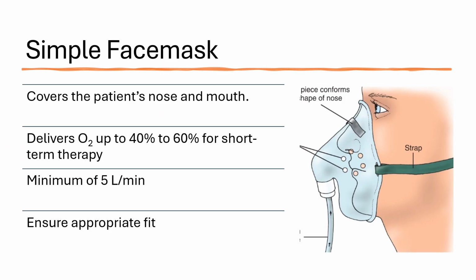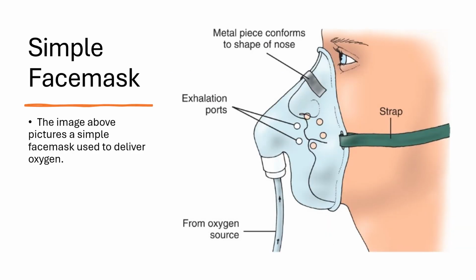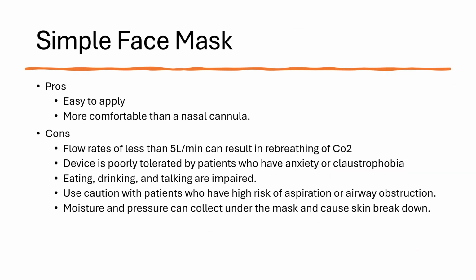Simple face mask covers the patient's nose and mouth. It delivers up to 40 to 60% for short-term use. Minimum is 5 liters per minute, and you want to ensure appropriate fit. So you want to make sure that it fully goes around the nose and the mouth. This is just a better picture of it. And then there's that metal piece that conforms to the shape of the nose. Simple face mask: easy to use, more comfortable. Cons: flow rates of less than 5 liters per minute can result in rebreathing of CO2. So you need to be careful with that.